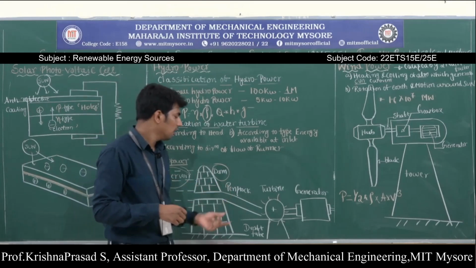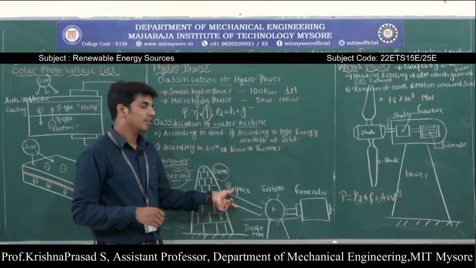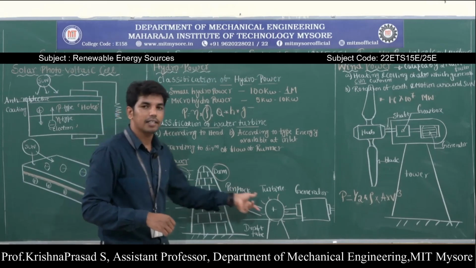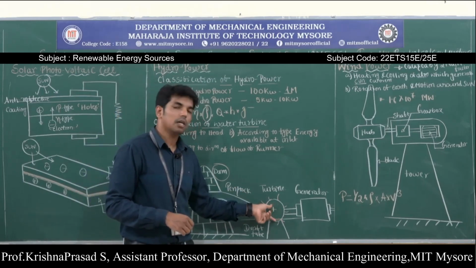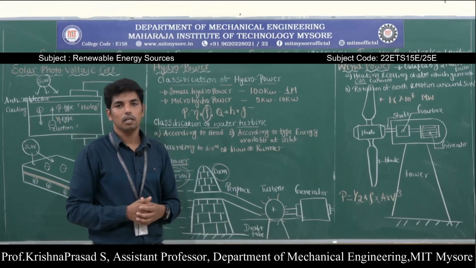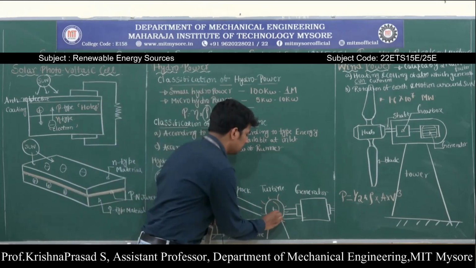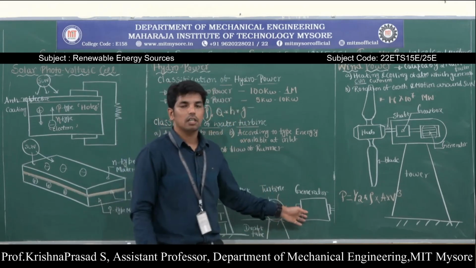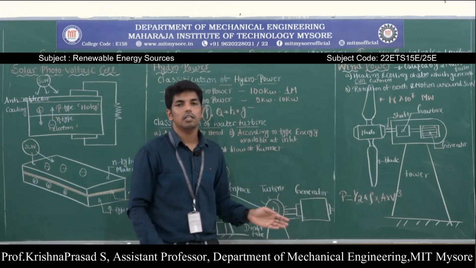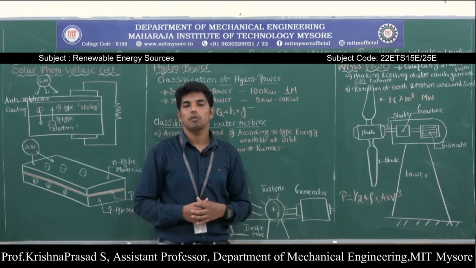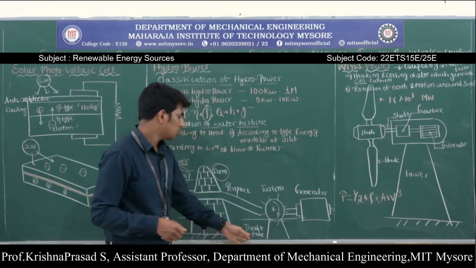Next, the penstock. The penstock is a large pipeline which connects the reservoir and the turbine house, and the turbine is used to convert the kinetic energy of the water into mechanical energy in the form of rotation of the shaft. Then the generator, which is usually coupled to the turbine in order to convert the mechanical energy into electrical energy. Then the last one is called the draft tube.